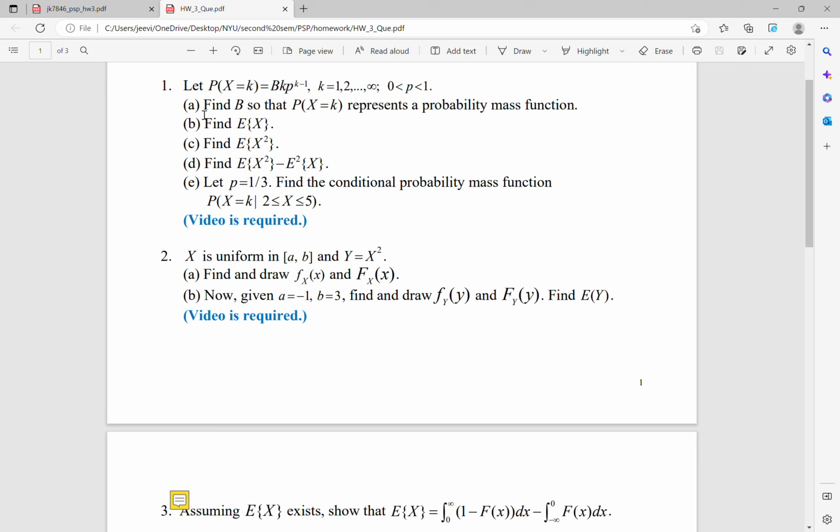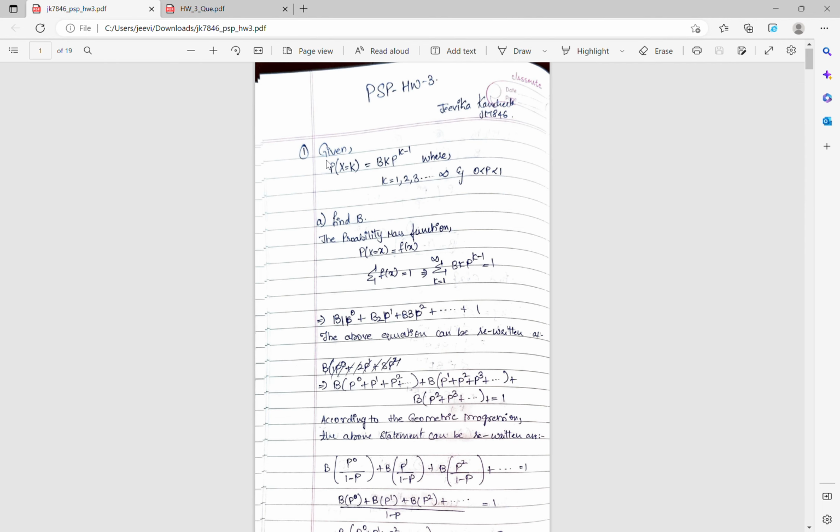Now in the first part of the question we are asked to calculate b, so that the probability of X equal to k represents a probability mass function. So let's look at the solution.